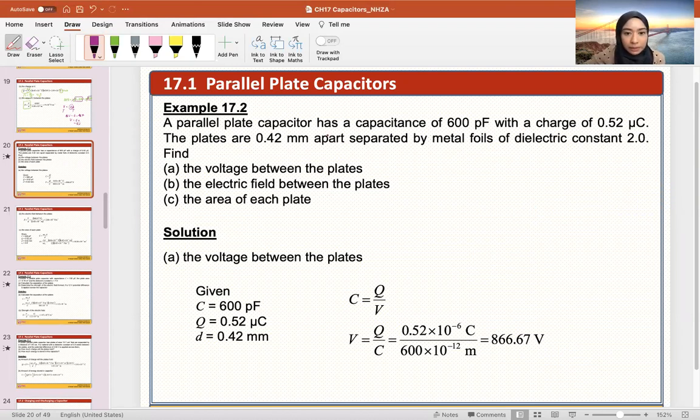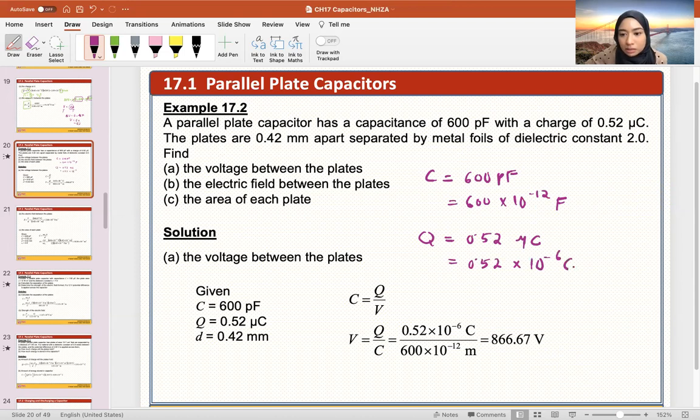So, a parallel plate capacitor has a capacitance of 600 picofarad. So C is equal to 600 picofarad. Remember, SI unit: 600 times 10 to the minus 12 farad. With a charge of 0.52 microcoulomb, so Q is 0.52 times 10 to the minus 6 coulomb. The plates are 0.42 millimeter apart, so D is 0.42 times 10 to the minus 3 meter. The dielectric constant is 2, so K is equal to 2. Find the voltage between the plates.